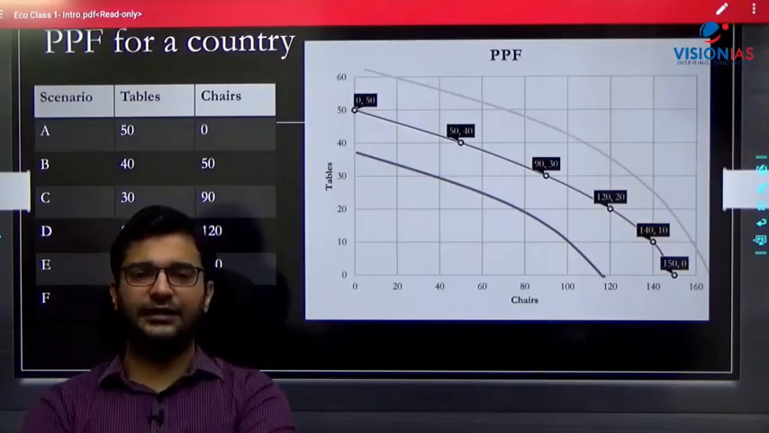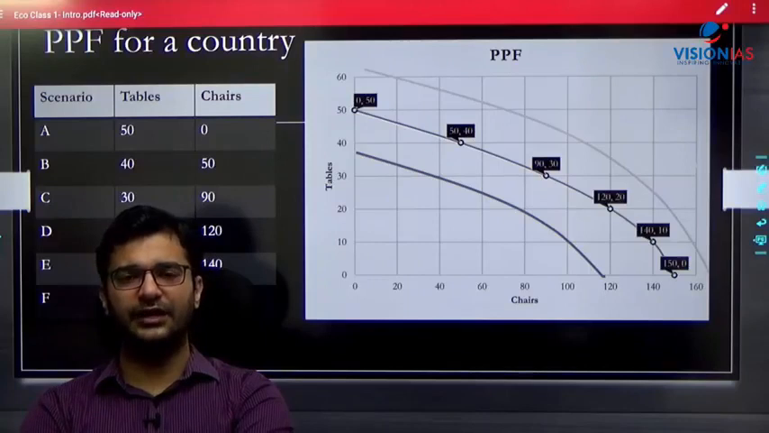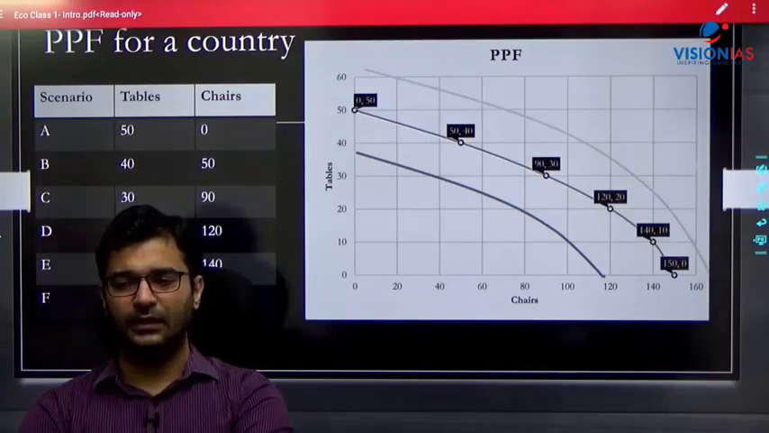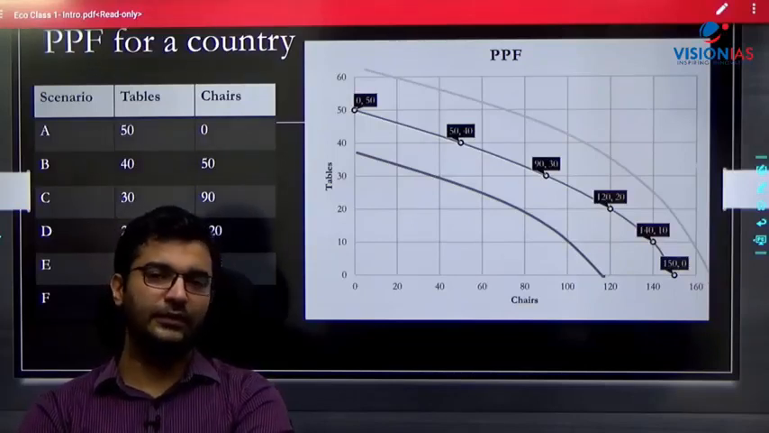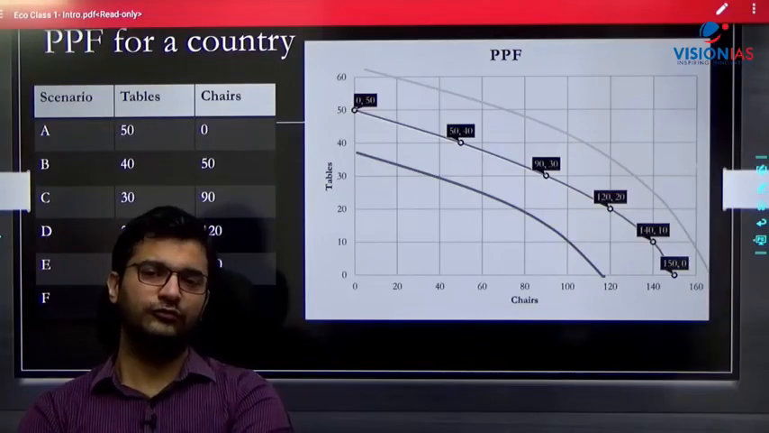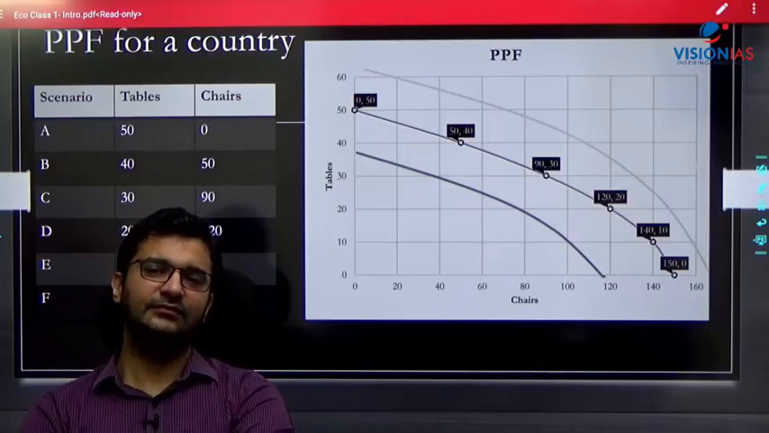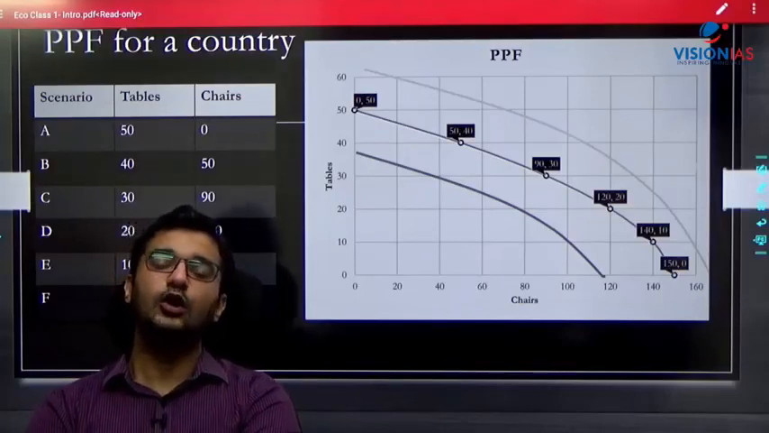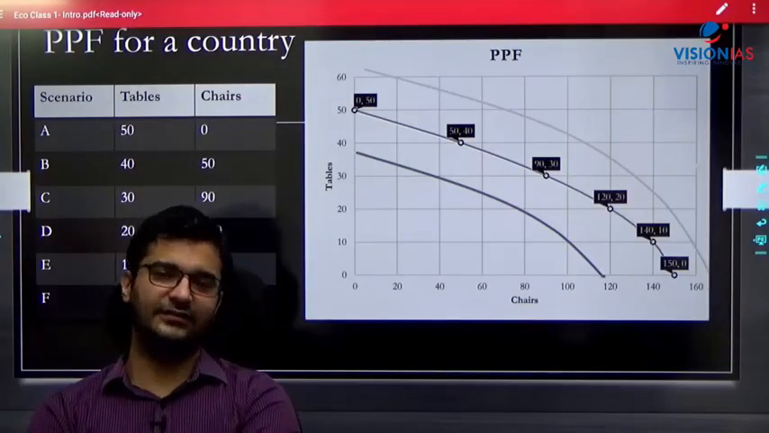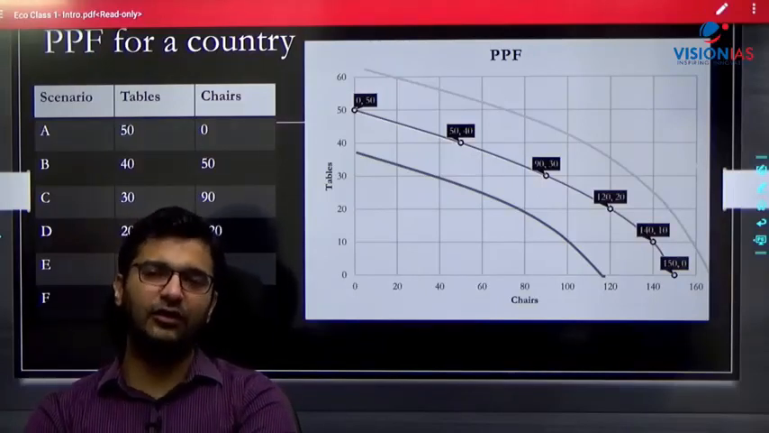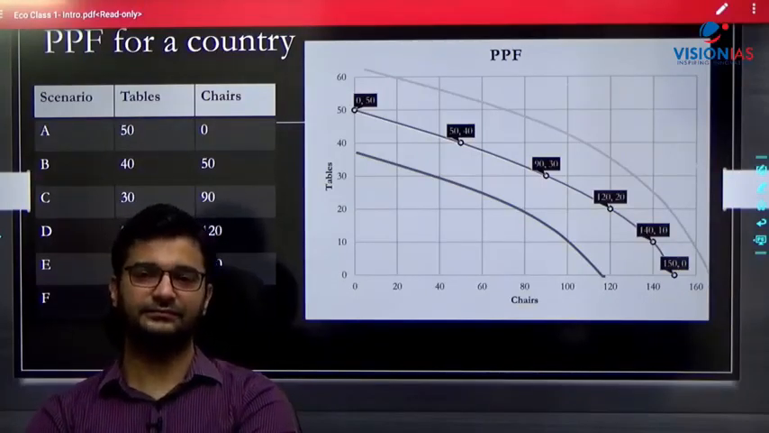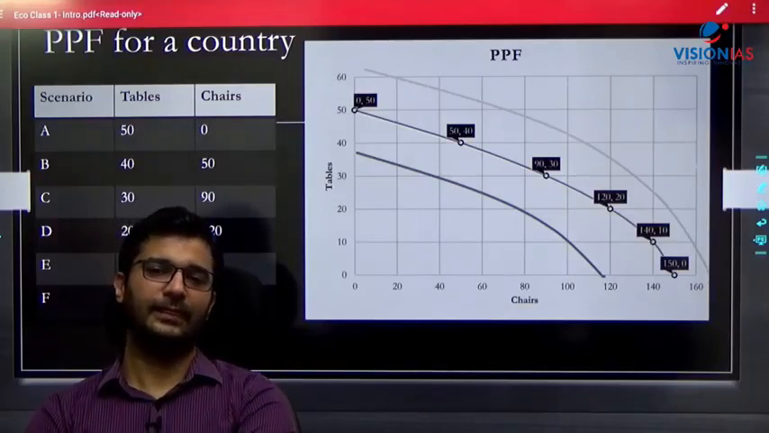On the other hand, a developed country may be producing very close to what its optimal level of production is.